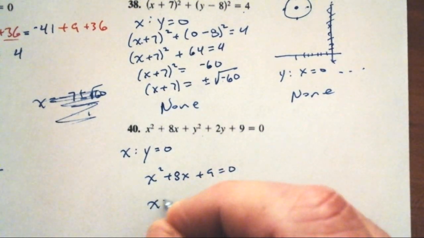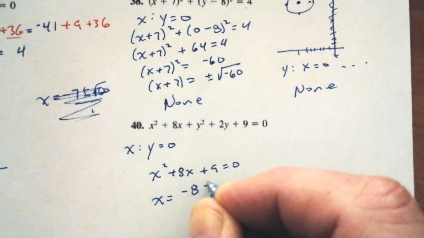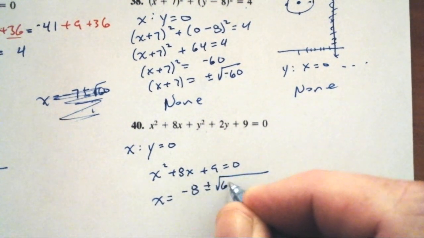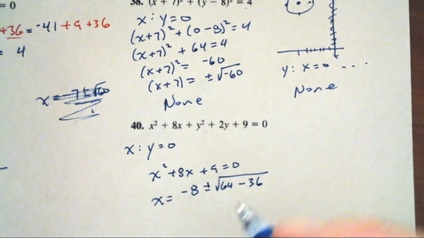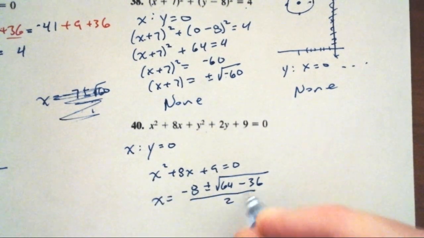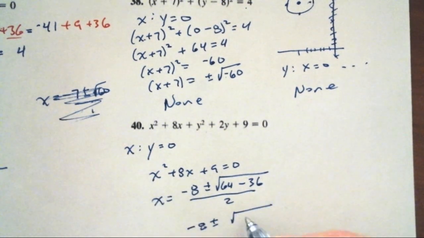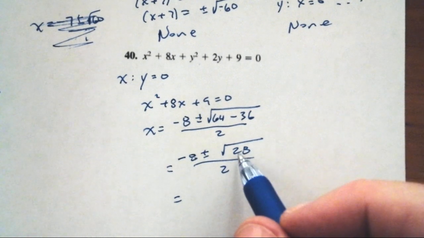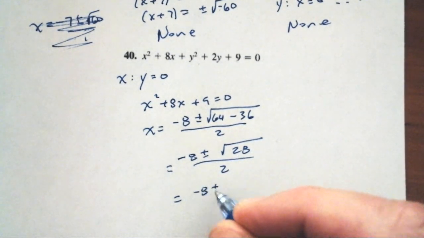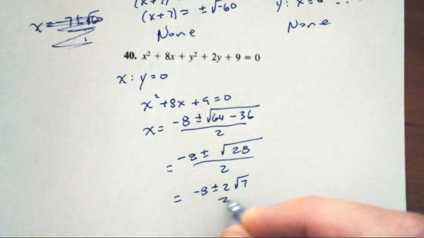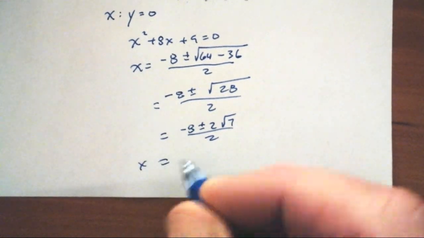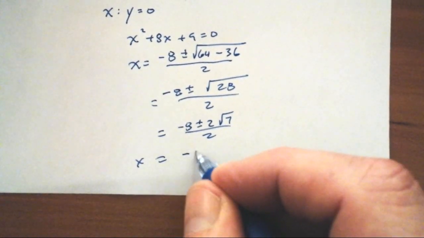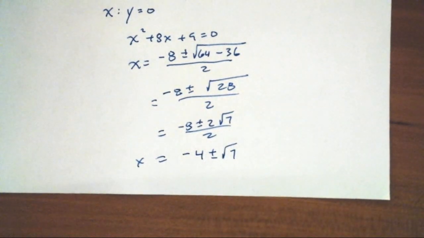So quadratic formula. Opposite of 8 plus or minus the square root of 64 minus 4 times 1 times 9, minus 36, all over 2 times 1. Negative 8 plus or minus the square root of 28, all over 2. 28 is 4 times 7, so negative 8 plus or minus 2 square root of 7 over 2. For the final answer, the x-intercepts are negative 4 plus or minus the square root of 7.